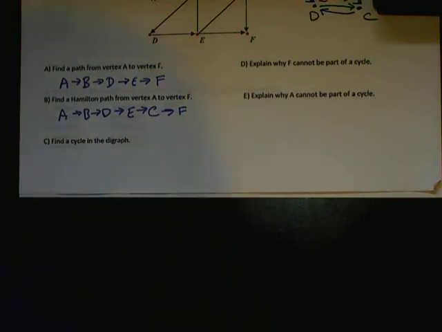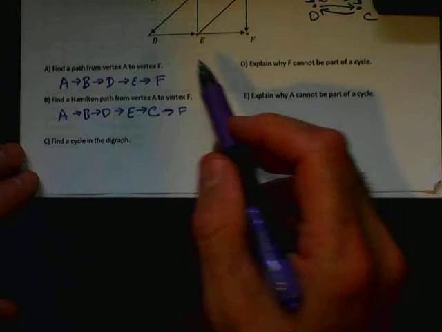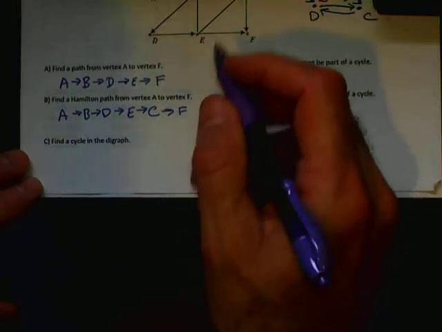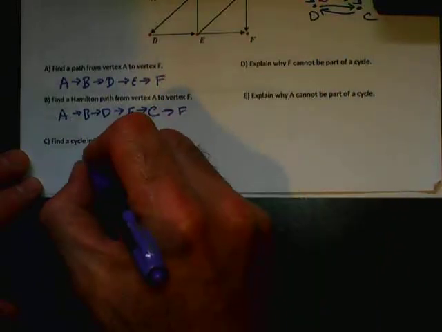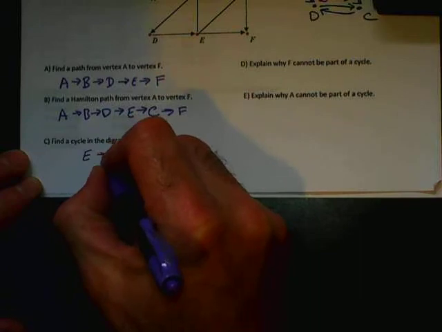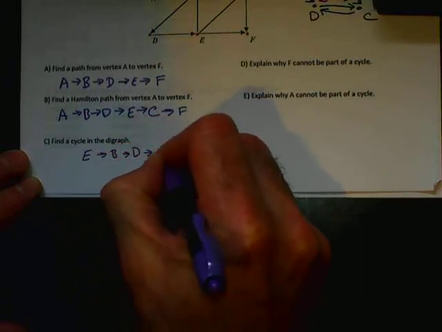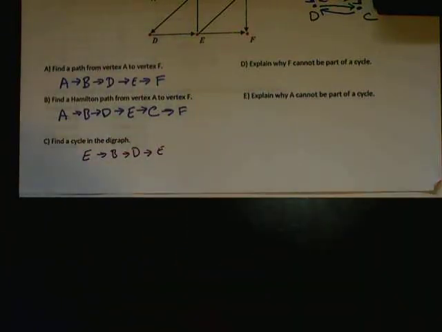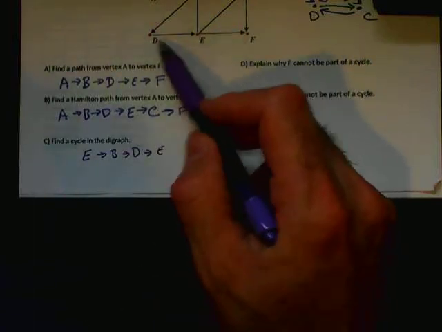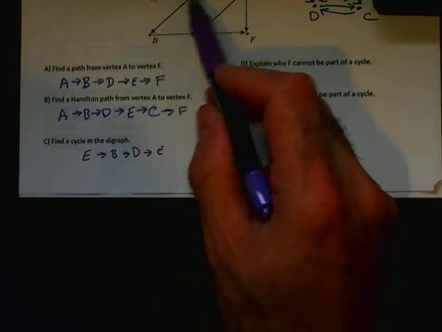Find a cycle in the digraph. There's a couple of cycles I might suggest looking at, but the easiest one I would say would be E. Start at E, go to B, go back to D, go back to E. Start and end in the same place, that's a cycle. I think that's the only real cycle that we have, and we can start at any one of the 3 points and go around.